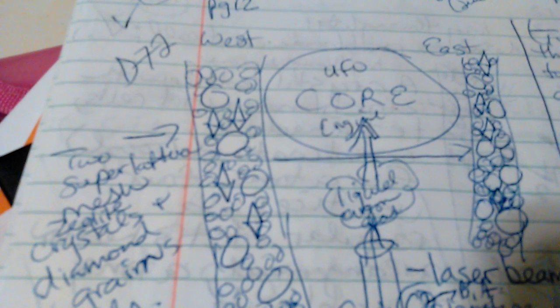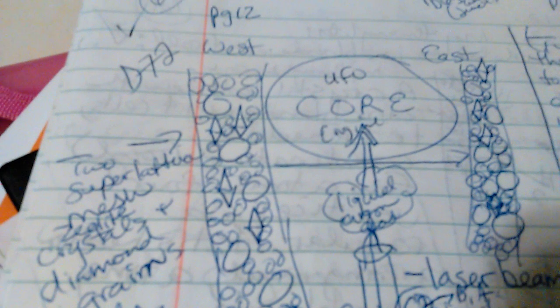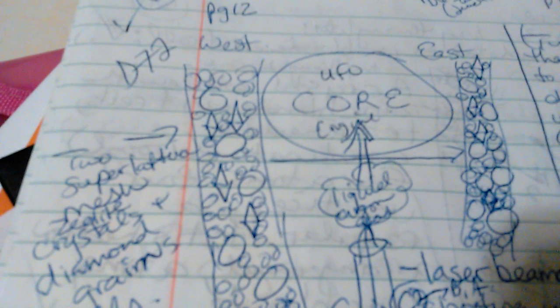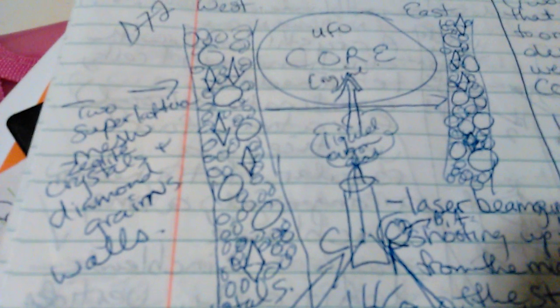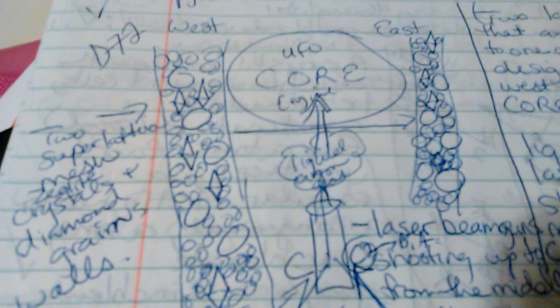So the zeolite crystals are the triangles that are combined top and bottom, and then the crystal grains are the little circles. And that's in the crystalline walls. And then you have east and west walls. That's important because each wall does its own little thing.